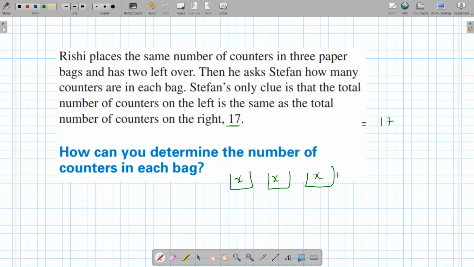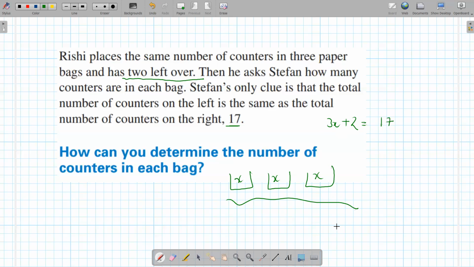But in terms of X, notice he has 2 left over, right? What goes on the left-hand side of this equation? You need to use this information and this information. What is equal to 17? The total number of counters, but how can you represent that with X? There's X in each of these 3 bags, right? So how many total in these 3 bags? 3x. And how many do we have left over? 2. There we go. That's our equation.